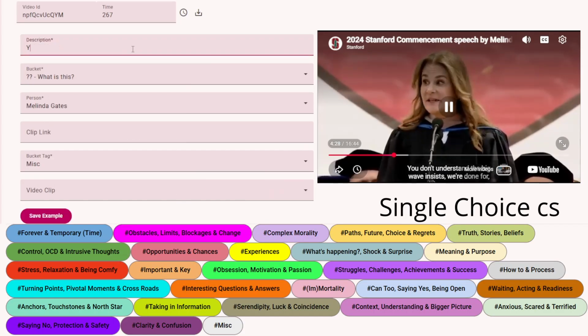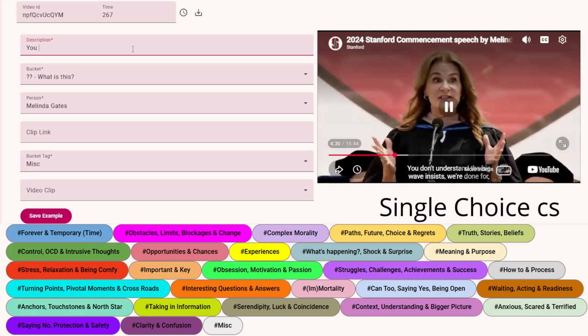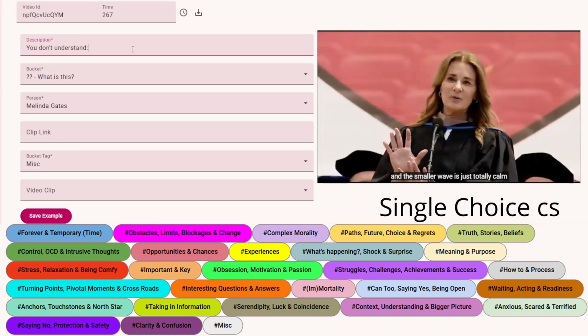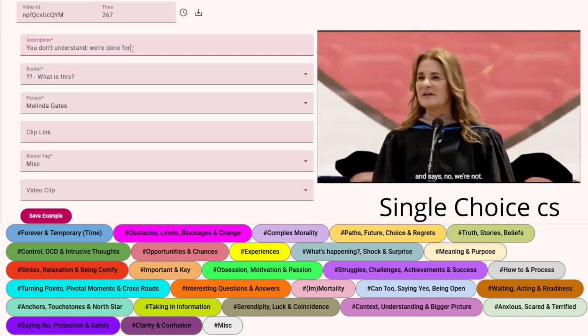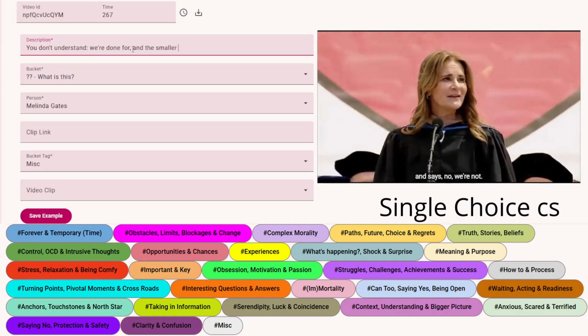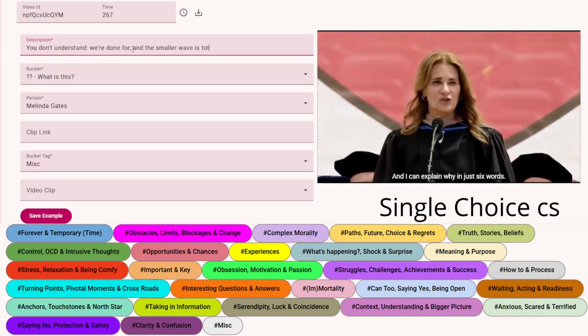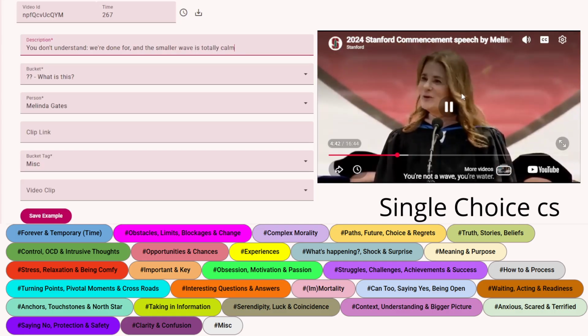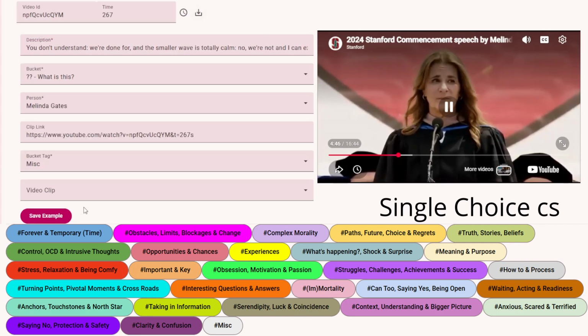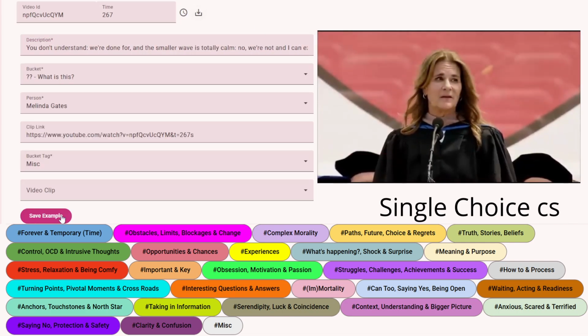"You don't understand," the big wave insists, "we're done for." And the smaller wave is just totally calm and says, "No, we're not. And I can explain why in just 6 words. You're not a wave, you're water."